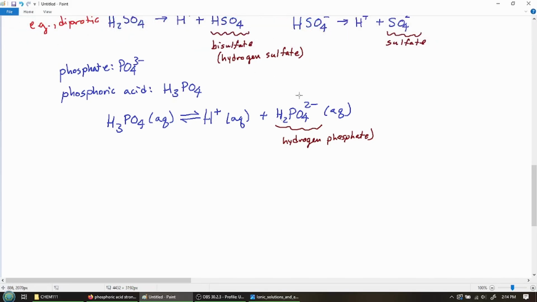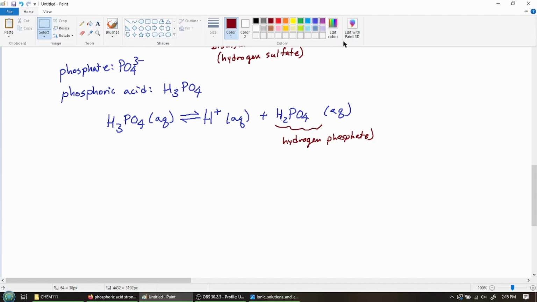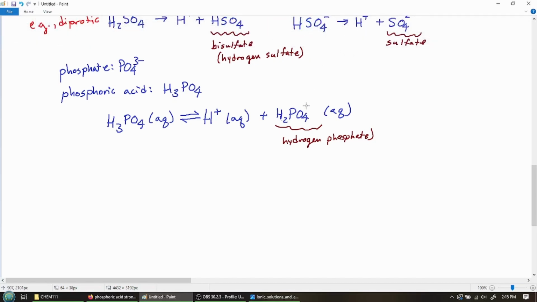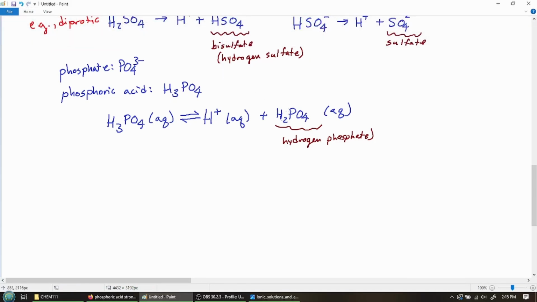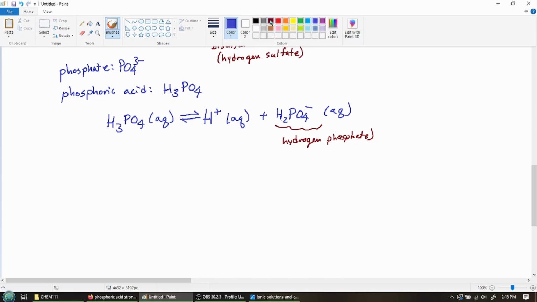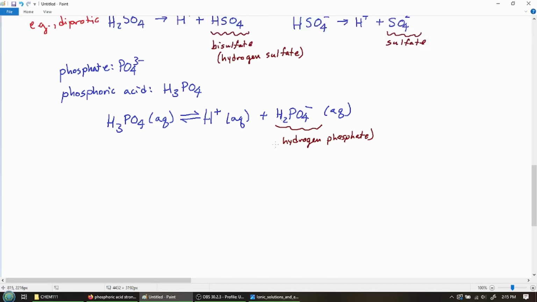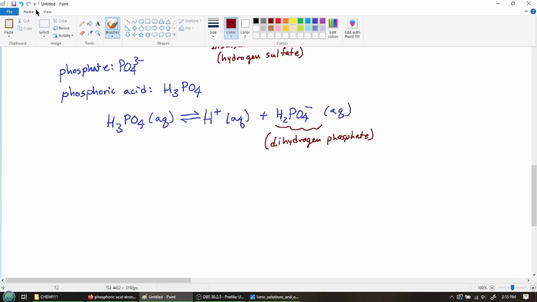Goodness, I was just jumping way ahead. I was thinking about the next step here. So this one should actually be H2PO4 minus. We're going to call this species dihydrogen phosphate. It is a polyatomic ion that you'll be able to find in table 3.4. But let me think on it a minute before I decide on whether I have you memorize that one.